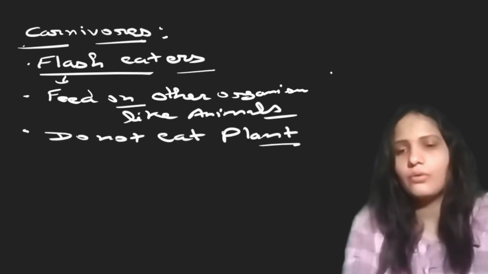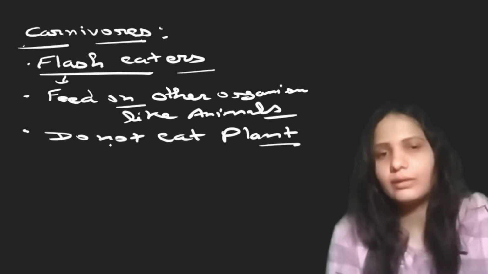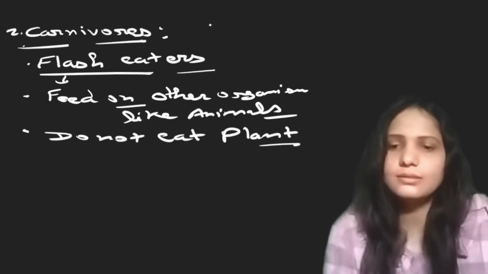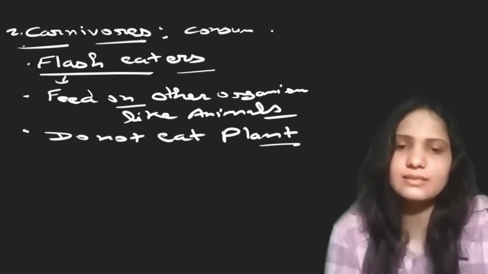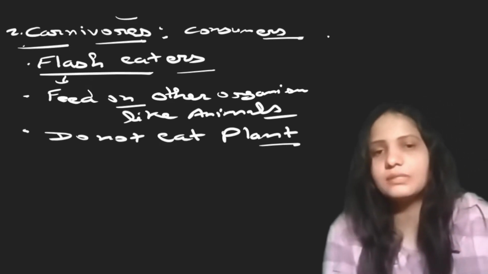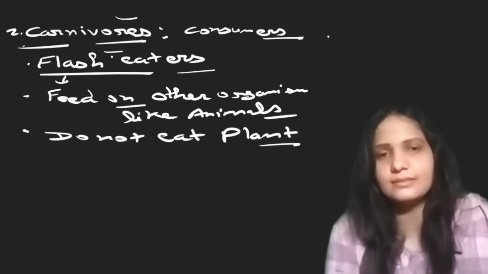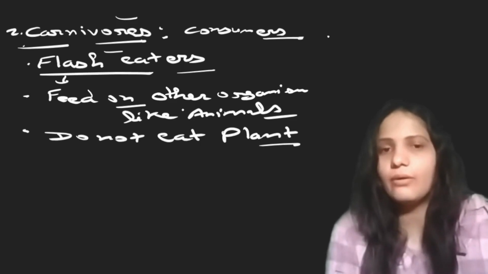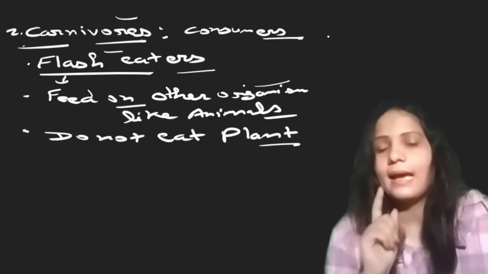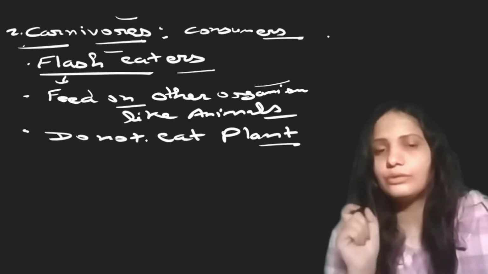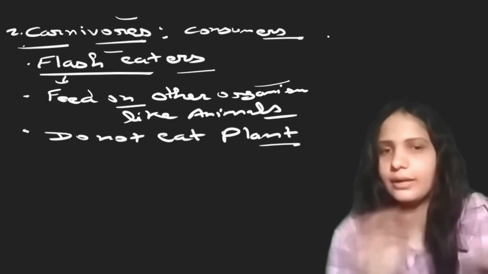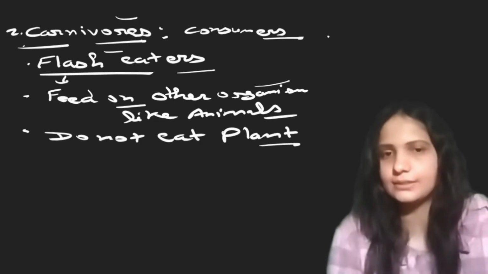Okay, so carnivores are the consumers. These are also consumers, as we are discussing different types of consumers. The second type we have here is carnivores, and carnivores eat flesh. They are the flesh eaters, and they feed on other organisms, like animals, for their food requirement. They do not eat plants. Only herbivores eat plants, not carnivores. Carnivores will feed on flesh.